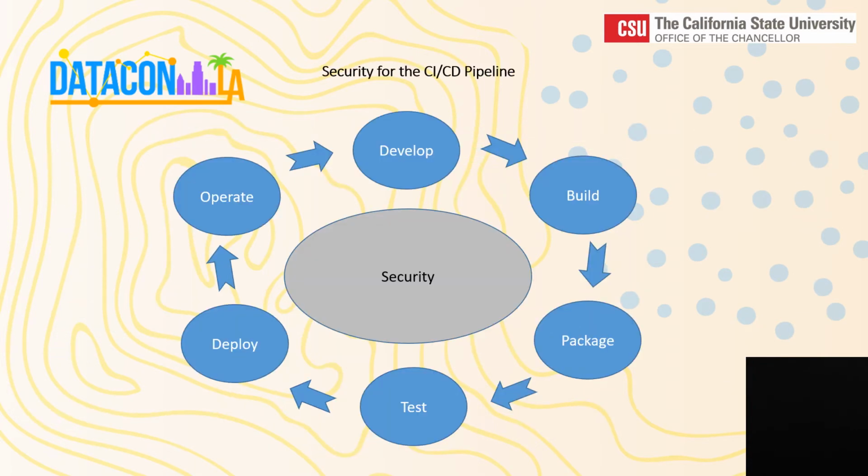Before we talk about the details for each pipeline, security is one of the important factors in the CI/CD process. We have incorporated security measures in different stages of the CI/CD cycle, from development, building, packaging, testing, deployment, and all the way to operation. Let's go through some of the checklists we have used and implemented.